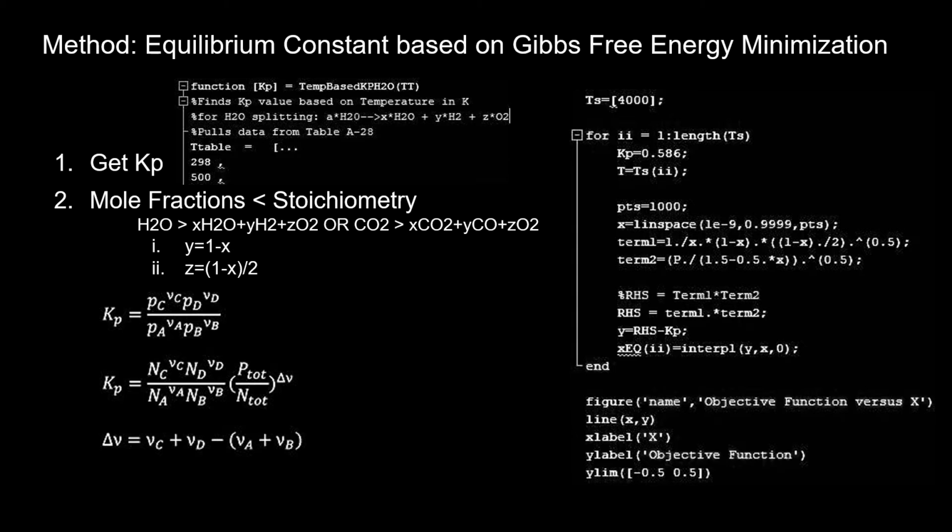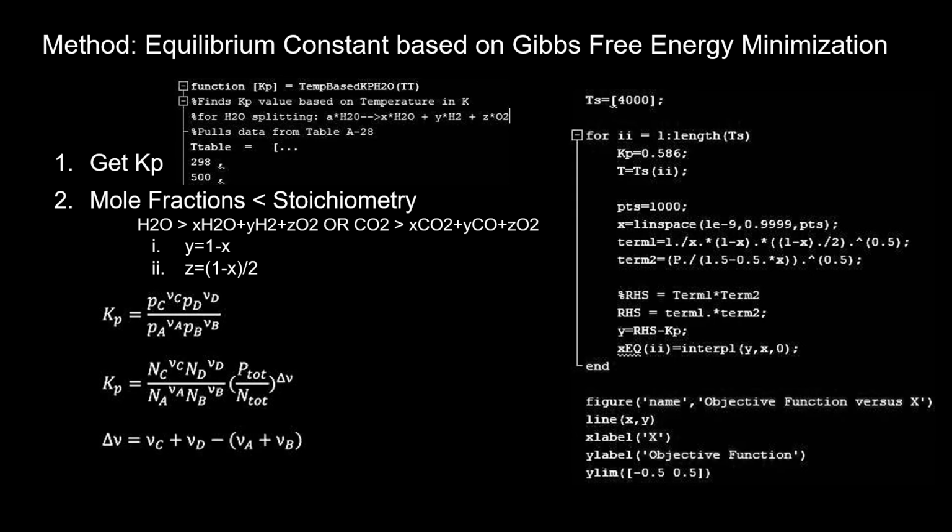The first step in the code is to get Kp as a function of temperature for water splitting and for carbon dioxide splitting using the data from table A28 in the textbook. Be sure to calculate the real Kp value from the natural log of Kp given in the table. You will also need to include the interpolation equation in order to pull Kp values for temperatures not explicitly given in the table.